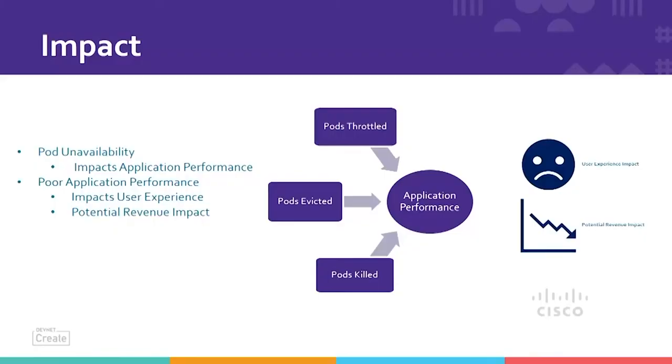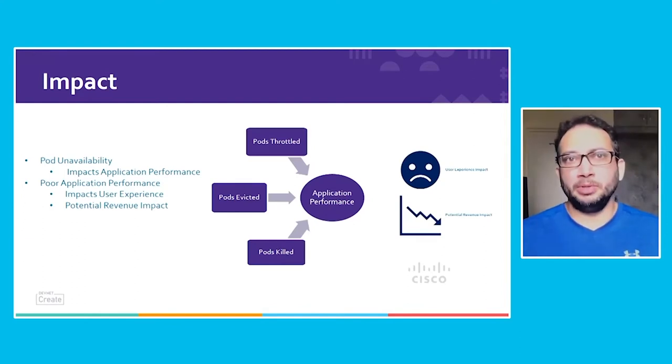Now, we've spoken about all of this. What is the impact? Every time your pod gets throttled, evicted, or killed, you are looking at poor application performance, which directly impacts your user experience and also the revenue that your business application could generate. What that means is, every time a pod is undergoing throttling or eviction or being killed, you're not servicing the particular request. Your pod could have been servicing a user request. So maybe somebody's trying to check out, maybe somebody's trying to renew the subscription. That particular action gets affected, and that contributes to poor user experience, which contributes to potential revenue impact because that user may abandon your application at that point in time.